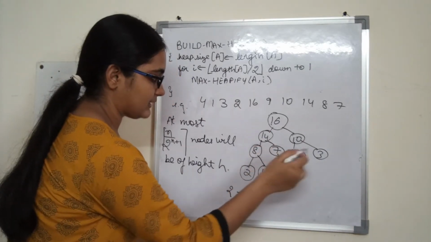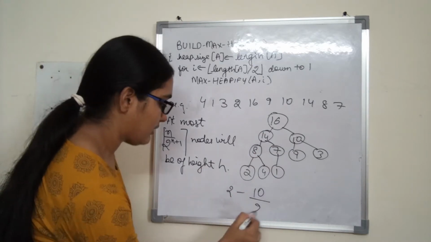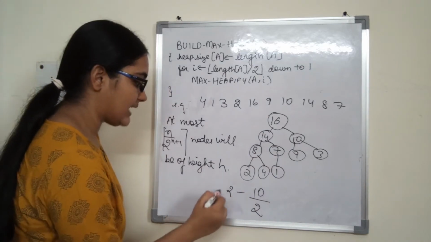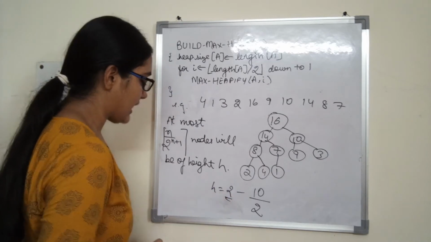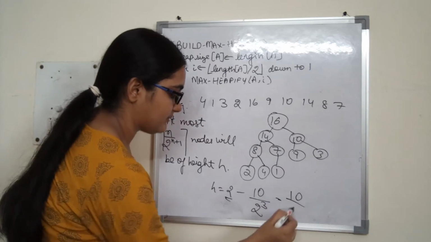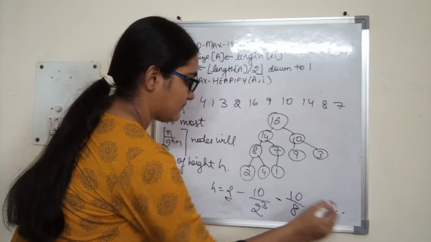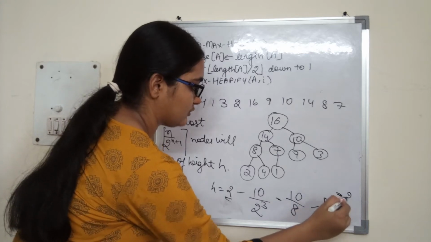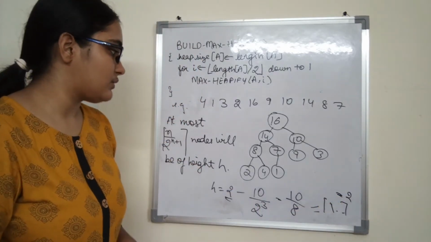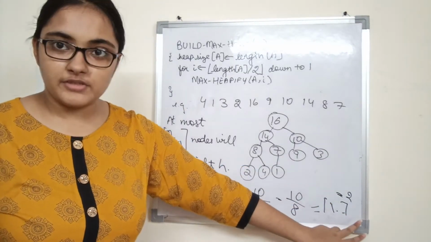1, 2, 3, 4, 5, 6, 7, 8, 9, 10. So n is 10. 10 by 2 power h plus 1. Which height do I want? 2. For height equal to 2, I want 2 power 3. That is 10 by 8. What is that? 1 point something, that is 2. So there will be 2 nodes of height 2. Is it true? It turns out to be 2. So at most 2 nodes will be of height 2.